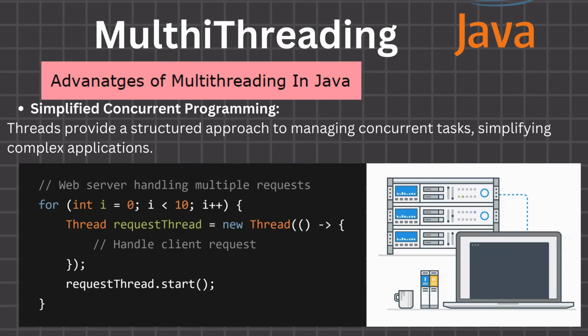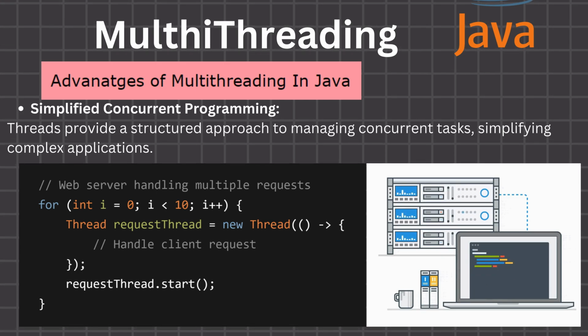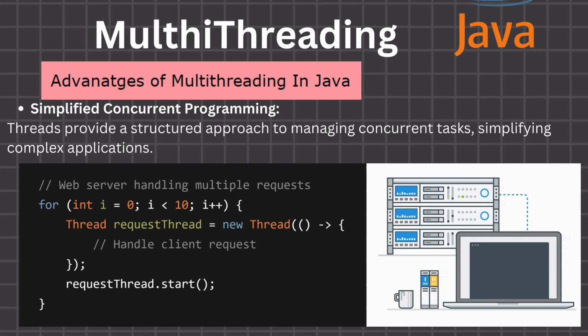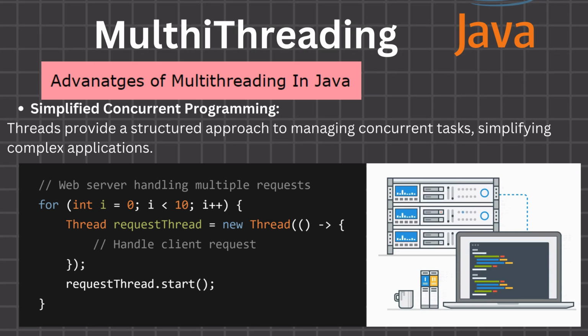In this example, we have a web server handling multiple requests, each in its own thread. By using threads to handle each request, the program is able to efficiently manage multiple concurrent requests without having to manually juggle them or implement complex synchronization mechanisms. This makes it easier to develop and maintain complex multi-threaded applications.